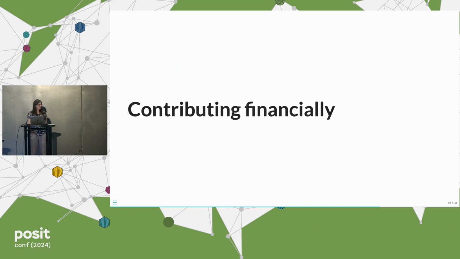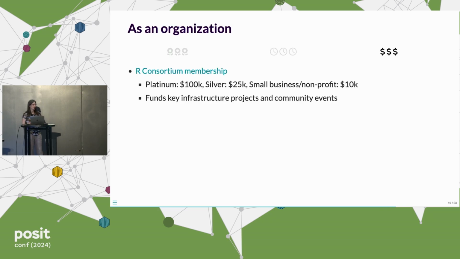And finally, I'd like to mention contributing financially. So far, all the contributions have mainly been contributing your time and skill, but of course, money is also useful. So how can you do that? If you're an organisation, the most obvious way is through the R Consortium, which was basically set up to help businesses support the R ecosystem, and it has a number of membership levels for different sized businesses. And this funding goes towards key infrastructure projects and community conferences and meetups, which have been a real boost to the R community. So this is a really valuable contribution.